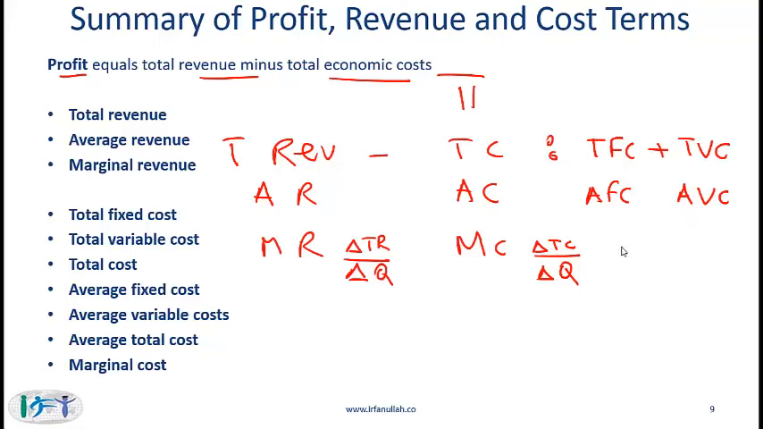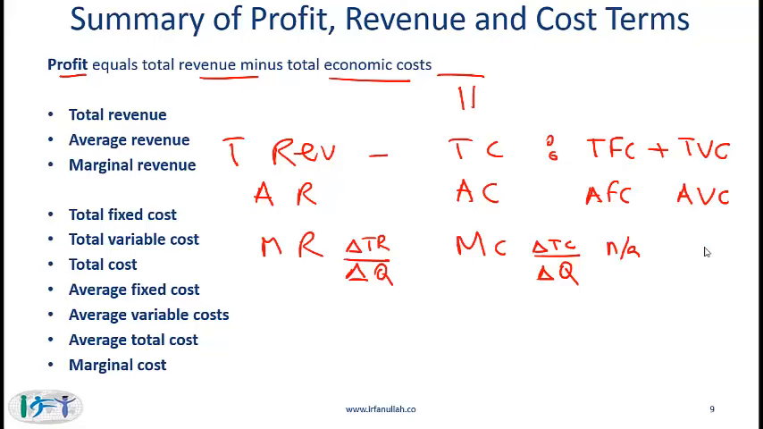What about marginal fixed cost? What is the fixed cost for one additional unit produced? That doesn't really make any sense because the fixed cost by definition is fixed. So there is no concept of a marginal fixed cost. So this is not applicable.